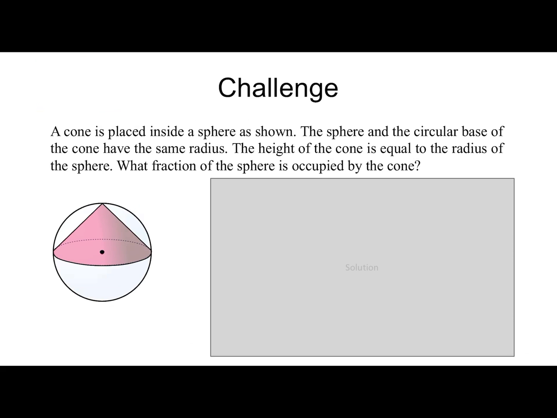So the question is, a cone is placed inside a sphere as shown. The sphere and the circular base of the cone have the same radius. Hopefully it's obvious why that makes sense, because that cone fits exactly inside. It's both the radius of the cone and of the sphere. And the height of the cone is equal to the radius, which again hopefully makes sense given the picture. What we want to know is what fraction of the sphere is occupied by the cone.